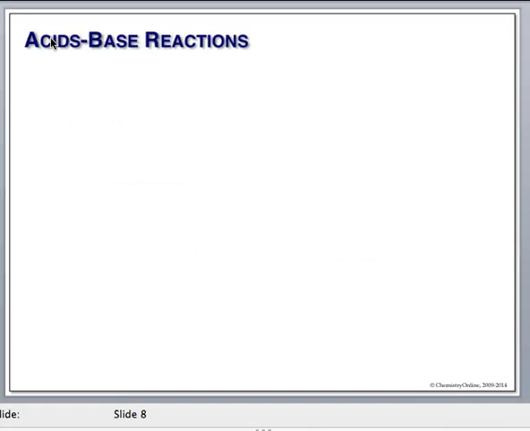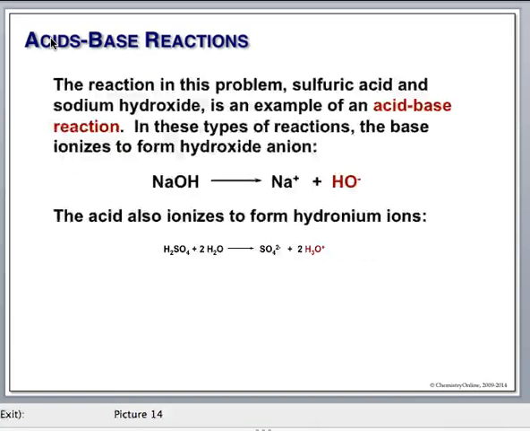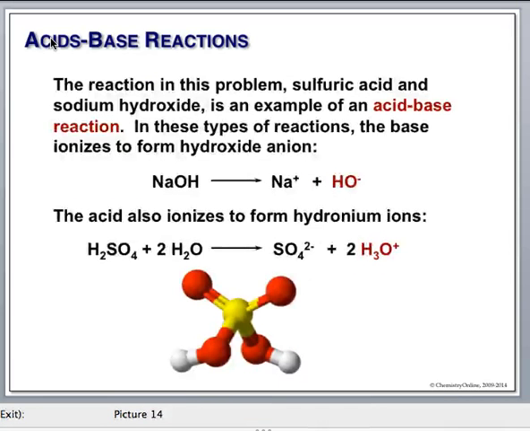Well, these types of reactions are neutralization reactions. Here we're taking an acid and a base and we're making water and a salt. The way these things work, sodium hydroxide and water, simple ionic compound, it ionizes to give sodium cation and hydroxide anion.